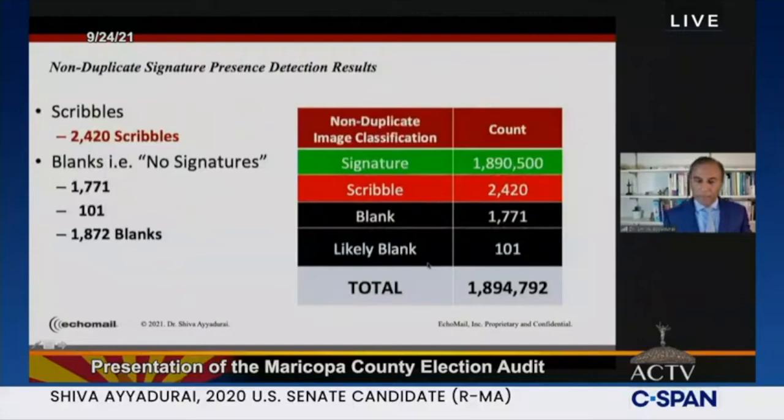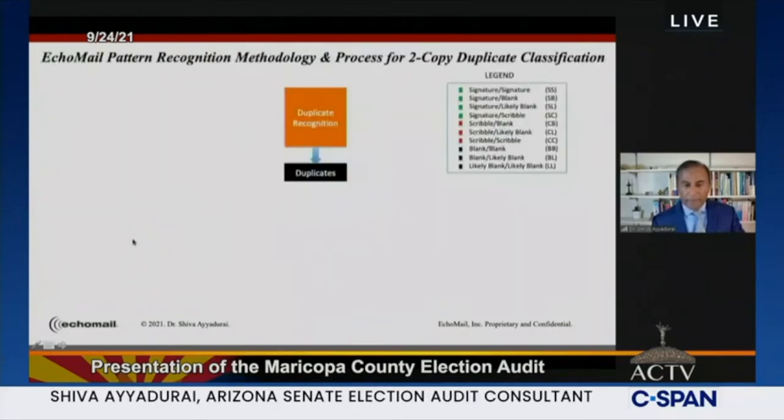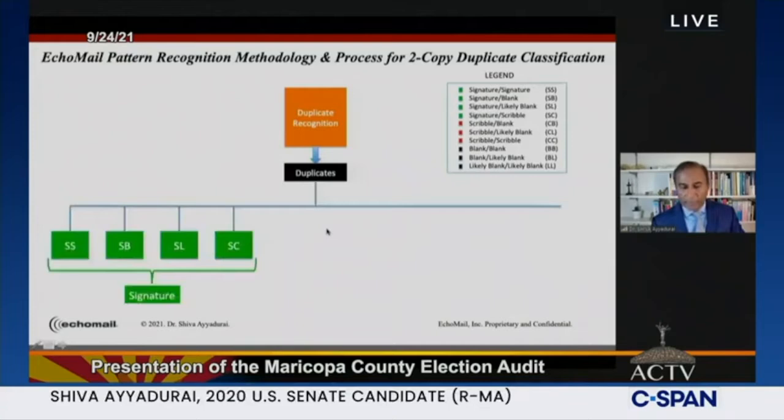Then we also looked at the counts. So of these, just to be clear, we had 2,420 scribbles and we have 1,872 blanks. We put both of these together in our sum total. Similarly, we now went and looked, this was a little more complicated, at the 2-copy duplicates, because we had to deal with those. There was a substantial amount, 34,000 and more. So the duplicate recognition split it into 3 groups, but we had subgroups.